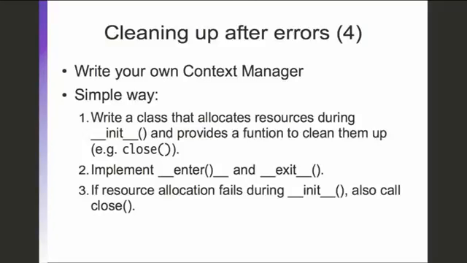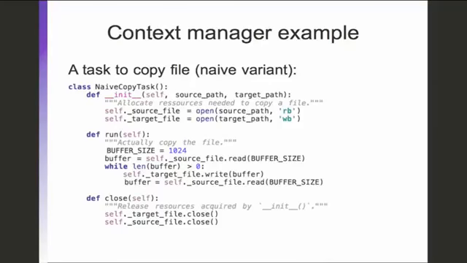When you want to write your own context manager, then you have to add basically two standard routines to a class. Here's a very simple example. This is a task to copy a file. The initial part just allocates the source file and the target file to open it. There is a run part which runs the task, and it simply copies the bytes from one file to the other. And there is a cleanup routine called close, which closes the two files. I said naive variant because it doesn't do any error handling yet.